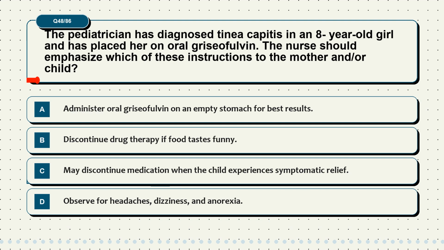Question 48. The pediatrician has diagnosed tinea capitis in an 8-year-old girl and has placed her on oral griseofulvin. The nurse should emphasize which of these instructions to the mother and/or child. Here are the options. Option A. Administer oral griseofulvin on an empty stomach for best results. Option B. Discontinue drug therapy if food tastes funny. Option C. May discontinue medication when the child experiences symptomatic relief. Option D. Observe for headaches, dizziness, and anorexia.